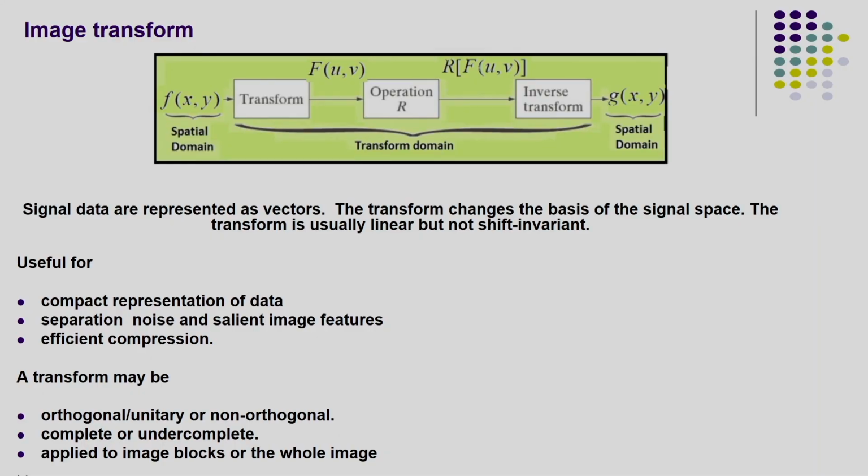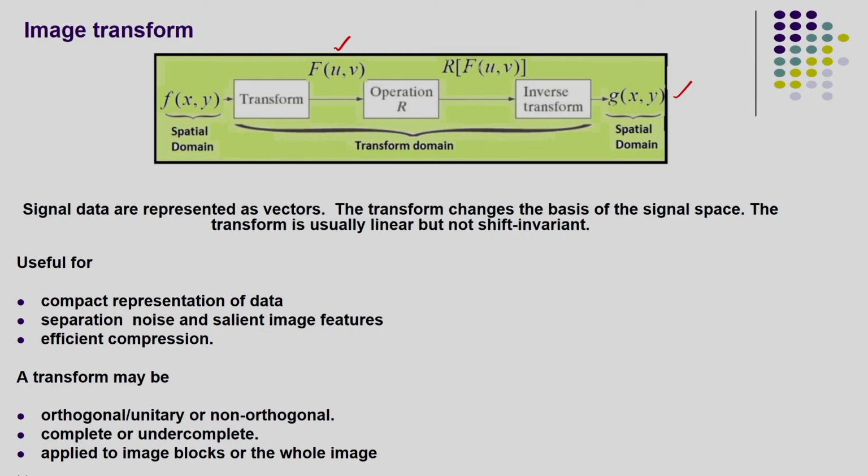In this block diagram you have seen the input is f(x,y), that is the image. After this we are doing some transformation. After the transformation I am getting F(u,v), that is the transform image. u is the spatial frequency along the x direction and v is the spatial frequency along the y direction. After this we can do some operations in the frequency domain, that is the operation R, and after this I am doing inverse transformation so that we will get the spatial domain information after processing. So I am getting g(x,y).